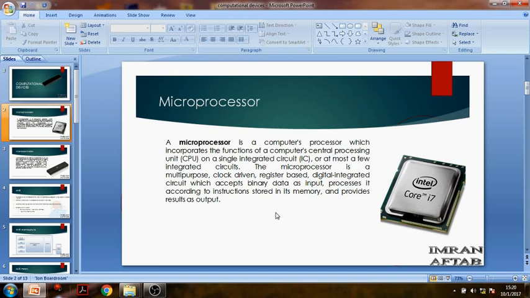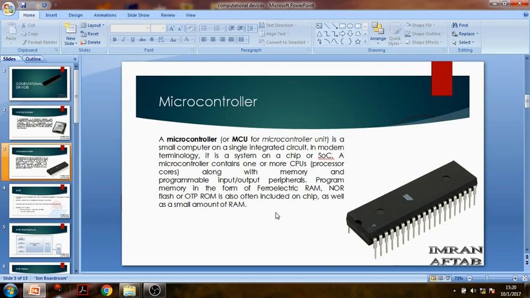So if you want to make a small device like a security system or a small robot, then you can't spend that much money on a small device. So for small devices, generally we use microcontrollers. A microcontroller is a small computer on a single integrated circuit. So it's a small computer on a single IC.